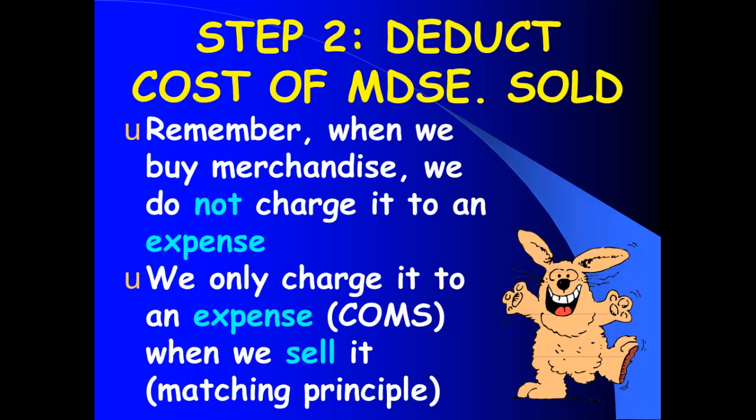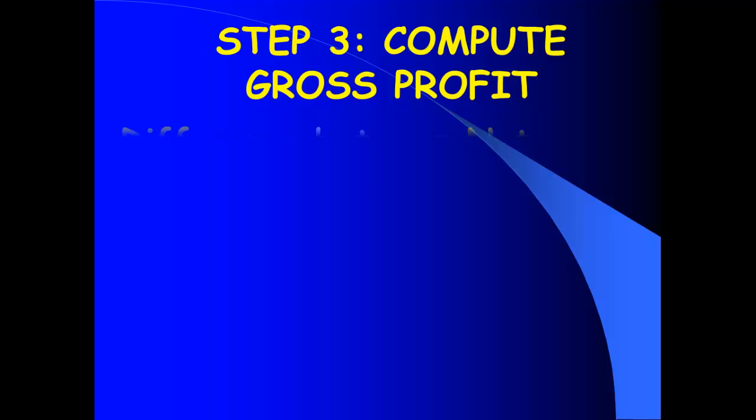Remember though, the merchandise when I buy it is not an expense to me. It is an asset called merchandise inventory. When does that inventory become an expense to me? When I sell it. Just like supplies were an asset to me when I bought them, they became an expense to me when I used them up. They become supplies expense, right? Inventory is an asset when I buy it. It becomes cost of goods sold, which is an expense when I sell it.